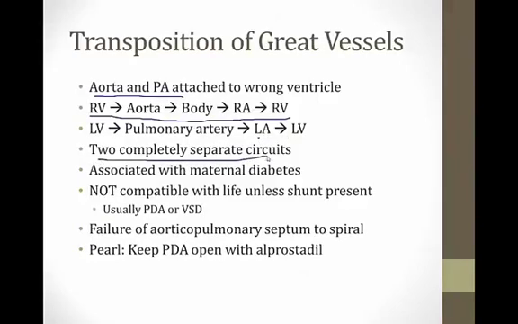And this is not going to be compatible with survival unless there's a shunt present like a PDA or VSD so that the two separate circuits can mix. Very high yield to know that this is associated with maternal diabetes. It's a failure of the aorticopulmonary septum to spiral, which also involves the neural crest cells. And a little pearl about how this condition is sometimes managed. Babies with transposition will be given prostaglandin, which maintains patency of the ductus arteriosus, and this will help maintain the shunt until there can be a definitive surgical repair. And we'll talk more about this when we talk about PDAs.